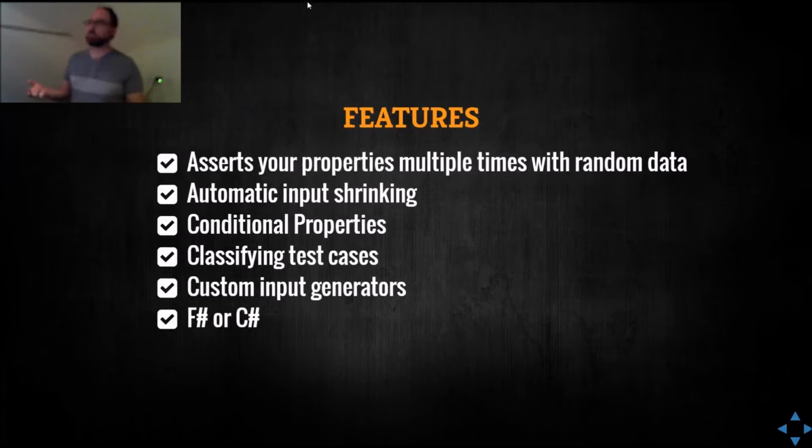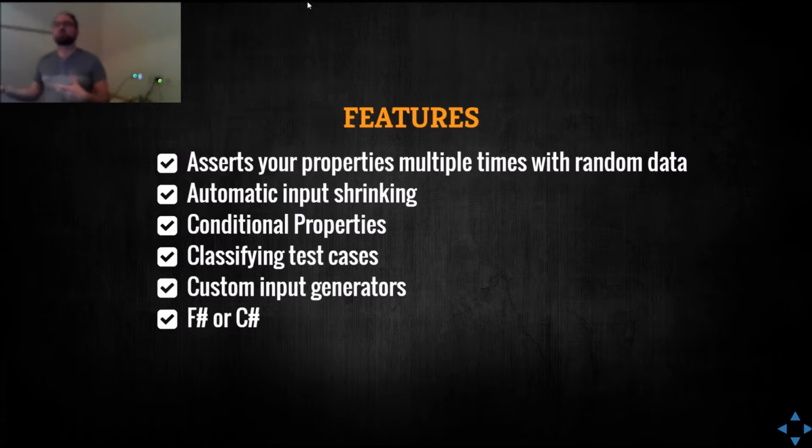Features of FsCheck. It's going to assert your property multiple times with random data. So each time you give it a property that you want to test, it's going to run it through 100 different times with different pieces of random data. And so that's one way that it verifies that your property always holds true.